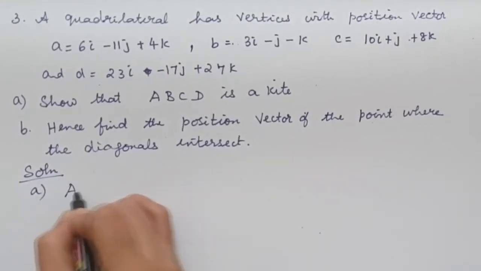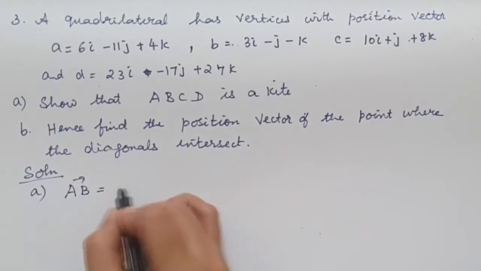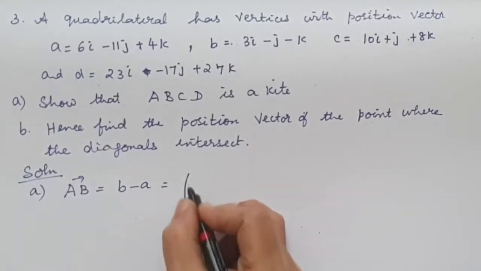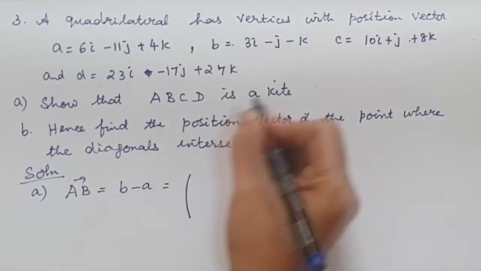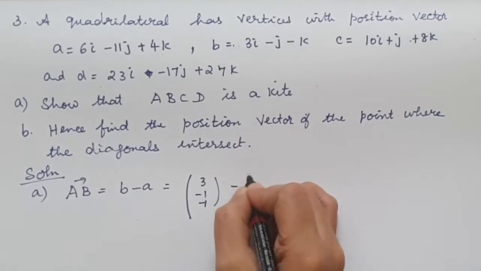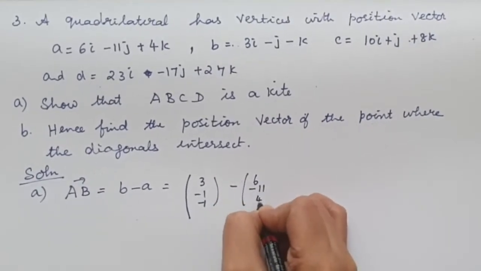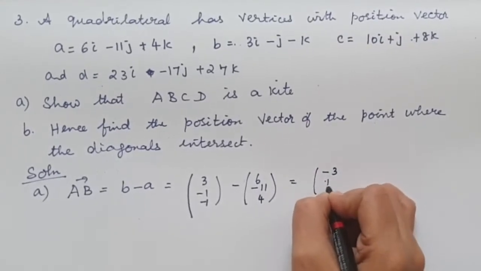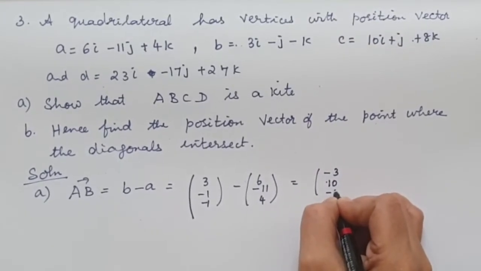So let us do the first part of the question, part A. Now let us find the vector AB. AB will be equal to B minus A. Writing it in column format is easier for us to simplify. So I'll write B first: 3, minus 1, minus 1, minus 6, minus 11 and 4. When we simplify this, we get minus 3, 10 and minus 5.